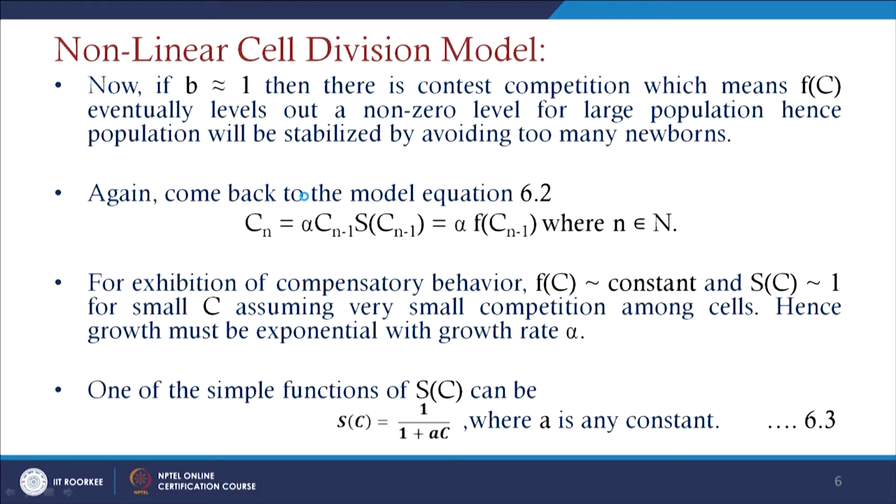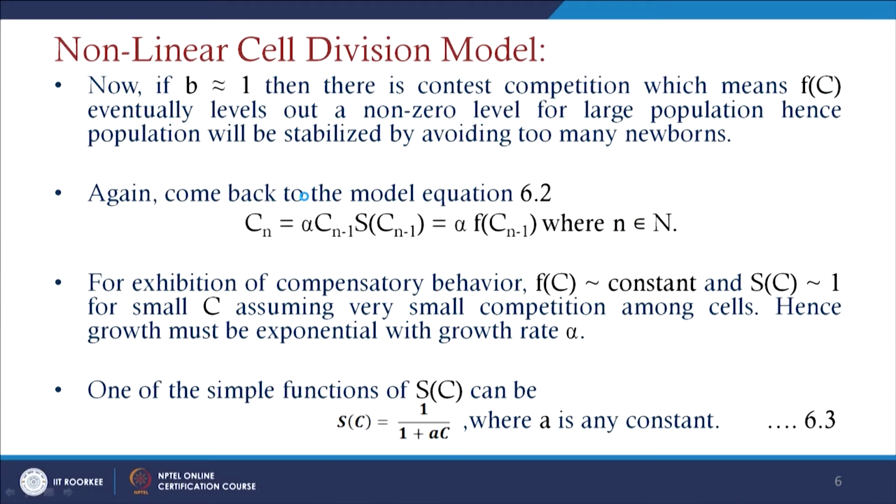So, in the nonlinear cell division model, if b is assumed to be 1, then there is contest competition, where F(C) eventually levels out at a non-zero level for large populations. Hence, the population will be stabilized by avoiding too many newborns. If a sufficient number of cells are present, certain constraints restrict reproduction, maybe due to climatic conditions, unavailability of food resources, or because the cells cannot find proper space for the population to grow.